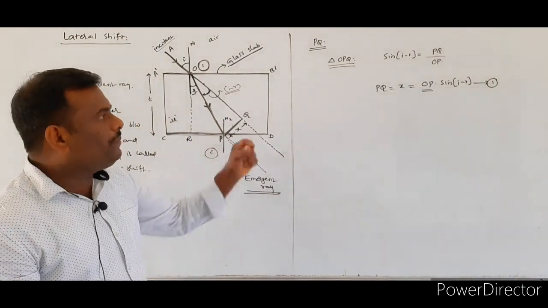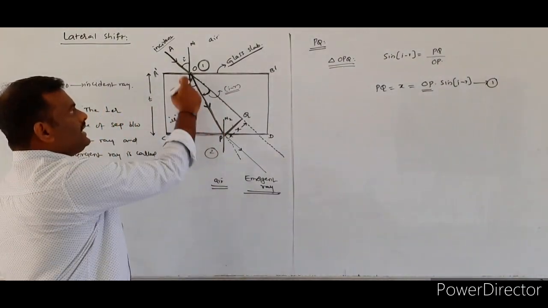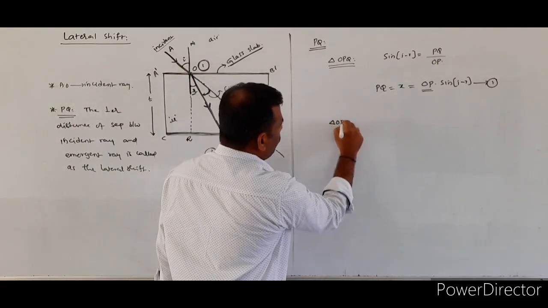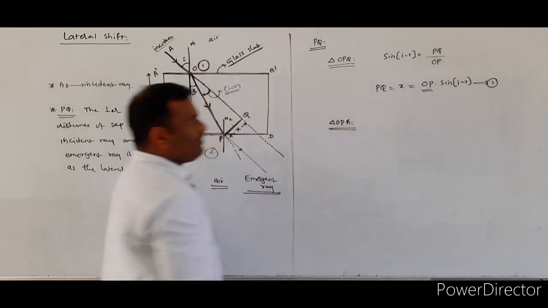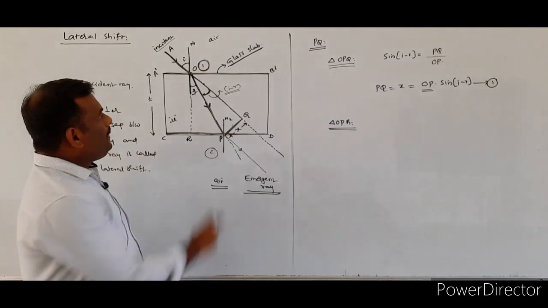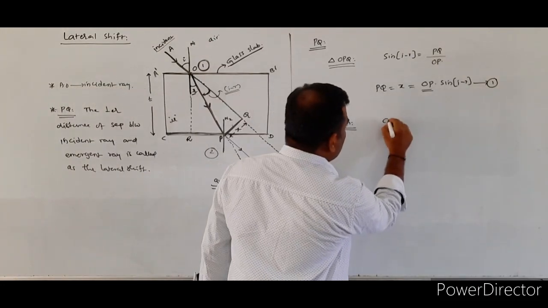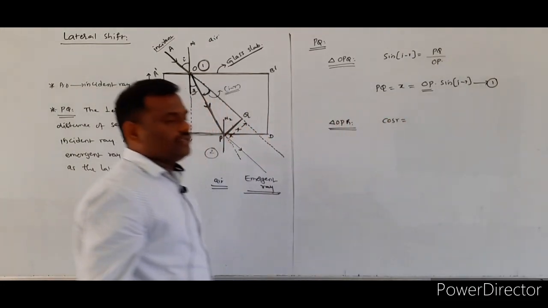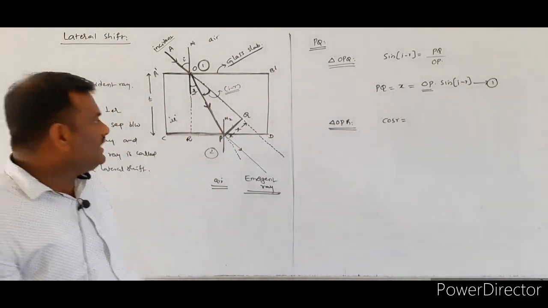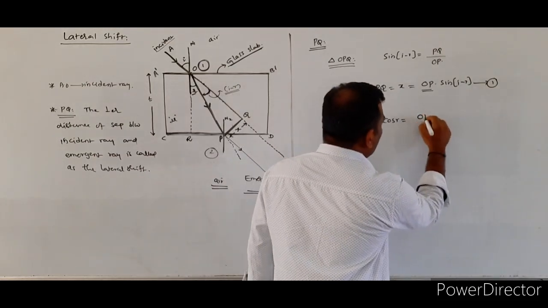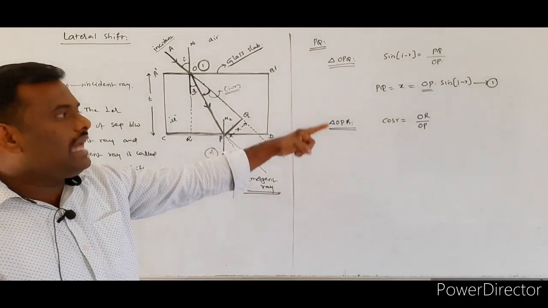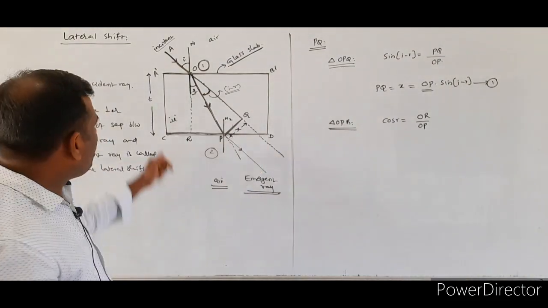Again, to calculate the OP value, I consider one more triangle, that is triangle OPR. Triangle OPR will be taken for calculating the OP value. From the triangle OPR, I will calculate the cos r value. Cos theta is equal to adjacent side by hypotenuse. Cos theta is equal to adjacent side OR by OP. Adjacent side is OR, hypotenuse is OP.